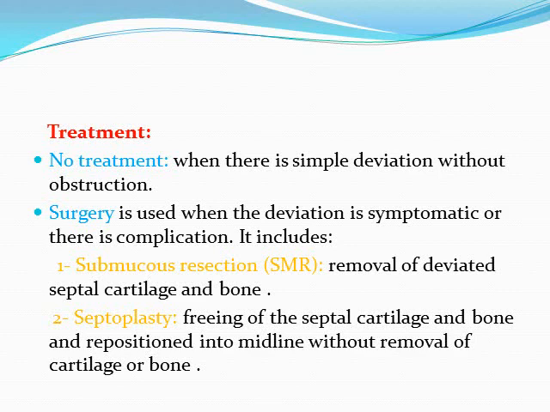The types of surgeries which are done are either submucosal resection, which means the removal of deviated septal cartilage and bone, or septoplasty, which is freeing of the septal cartilage and bone and repositioning into the midline without removal of the cartilage or bone. Actually, in most cases, the surgery which is done is a mix between septoplasty and submucous resection.